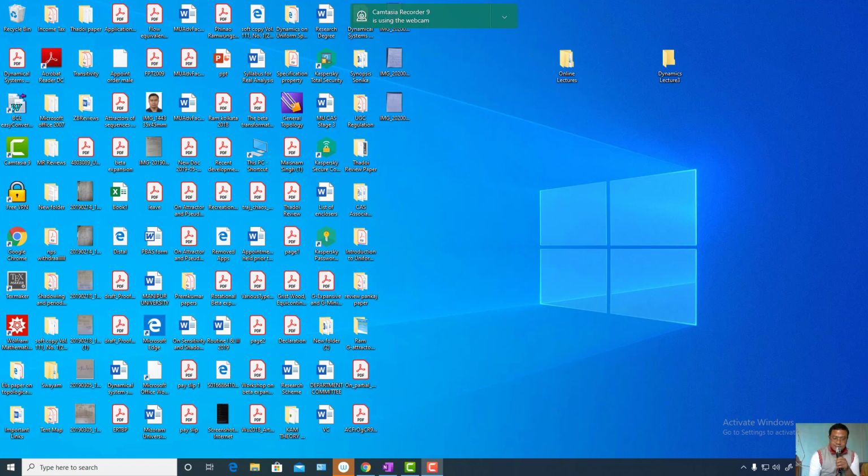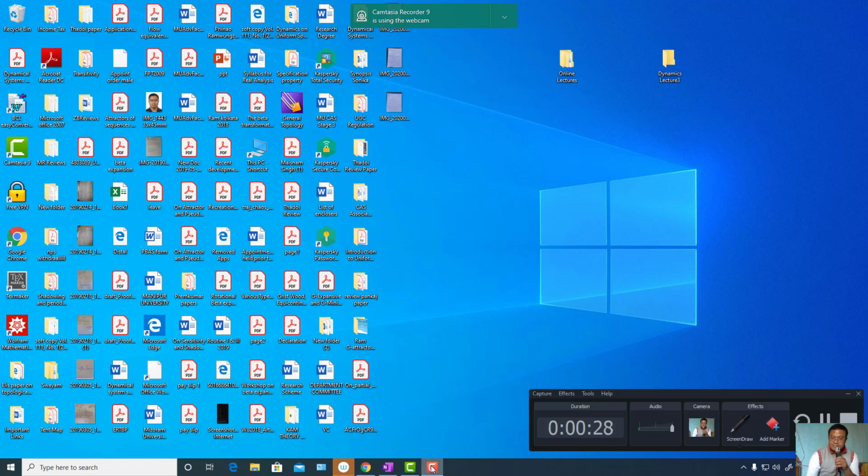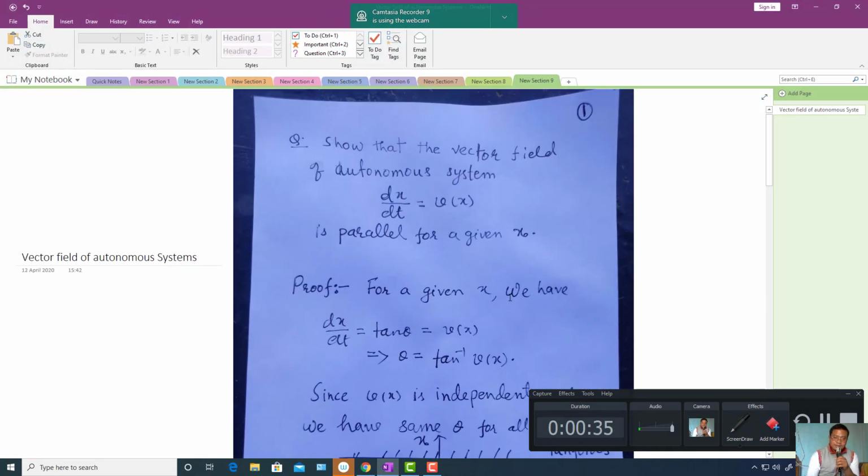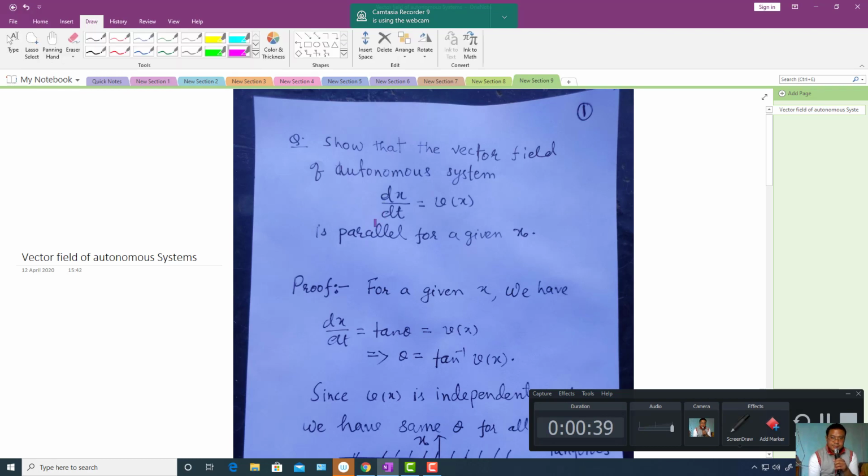So today let us talk about some autonomous systems and the properties of their vector fields. Autonomous dynamical system. A first order differential equation is said to be an autonomous system if it is of this form.